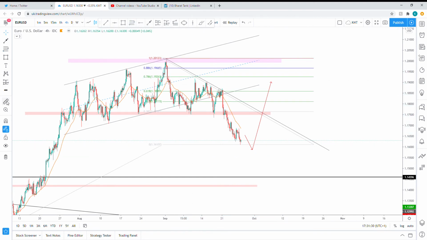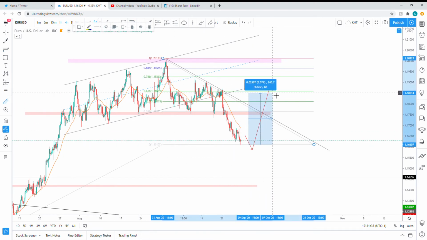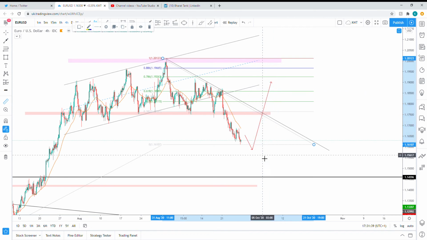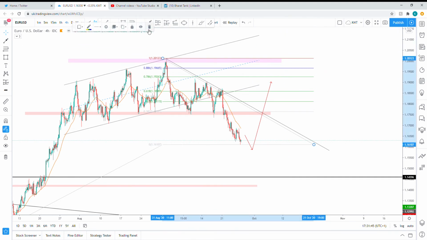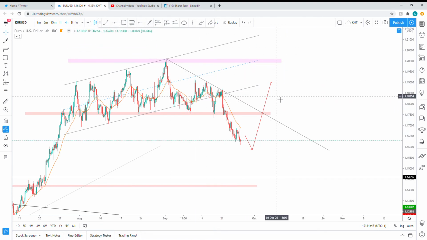So I think if we can get into the 618 fib, which is in line with 1.185, that's about 250 pips from if you were to take an aggressive buy. I'm not saying you do that, but make sure that's where I'm looking to head into.